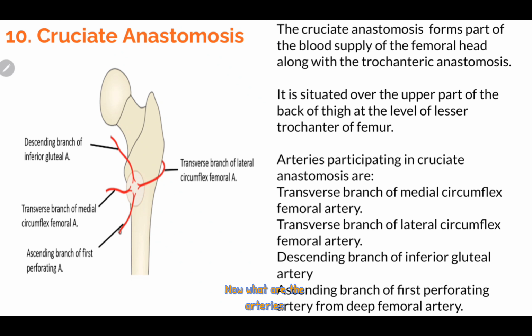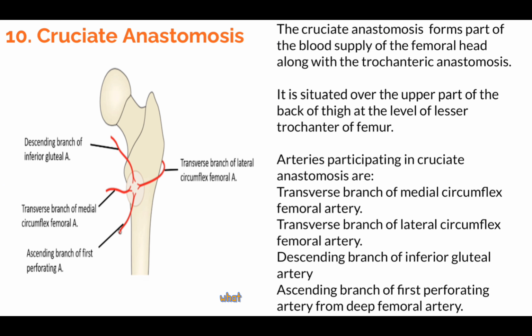Now what are the arteries participating in cruciate anastomosis? These four arteries are the important ones you have to remember. The first one is the transverse branch of lateral circumflex femoral artery. Can you see here? Yes, this is the transverse branch of lateral circumflex femoral artery, and the other one is the transverse branch of medial circumflex. So the transverse branches of both lateral and medial circumflex constitute parts of cruciate anastomosis. The third one is the descending branch of inferior gluteal artery, and the other one is the ascending branch of the first perforating artery of the deep femoral artery. So these four constitute the cruciate anastomosis.